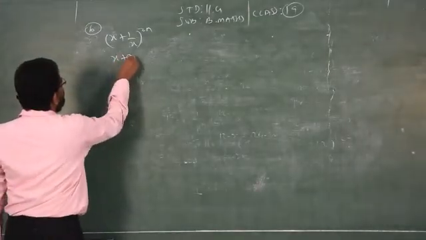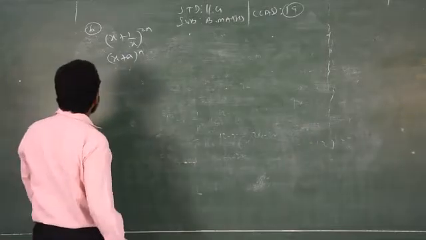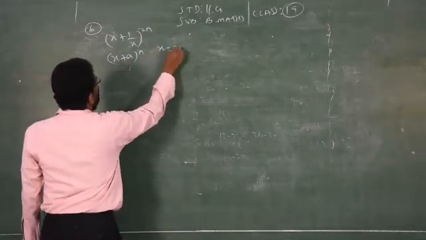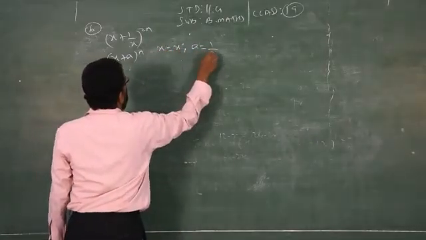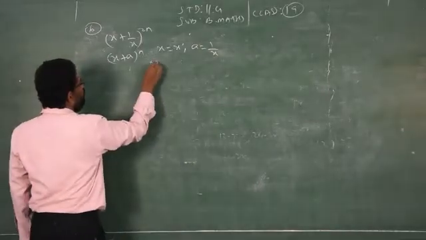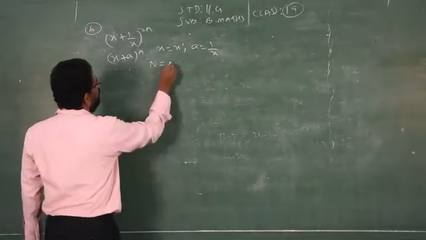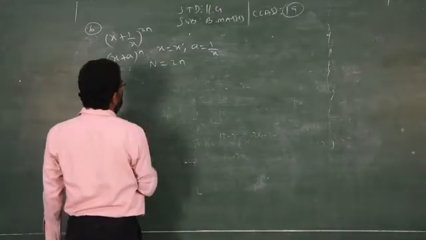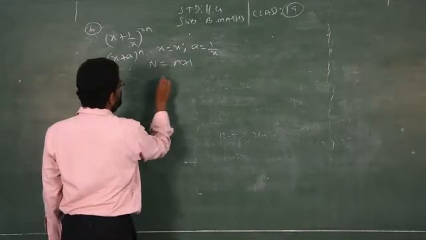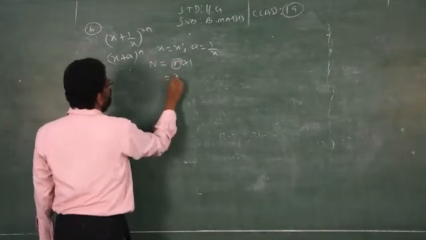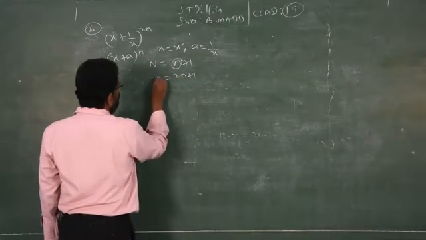Compare (x + a) to the power n. Here x is x, but a is 1 by x, but you have to find capital N. So to find capital N, what is the formula? Small n plus 1. What is that small n? 2n. So 2n plus 1.